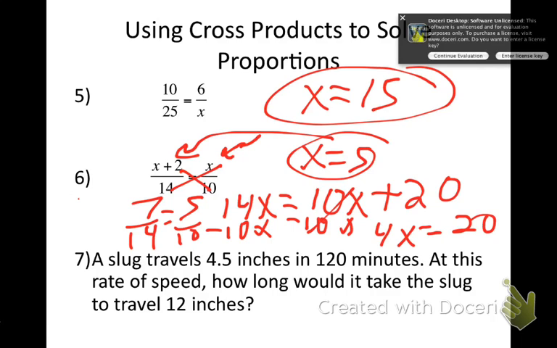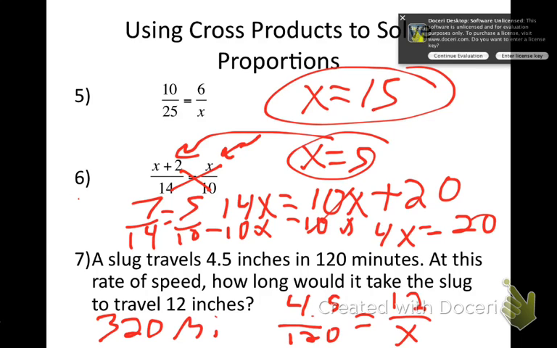Then the last one, number 7. A slug travels 4.5 inches in 120 minutes. I have my first ratio, 4.5 over 120, equals, at this rate of speed, how long would it take the slug to travel 12 inches? So 12 inches over x. When I work that out, I get an answer of what, Andy? It's not 80. Garrett? 320. It is 320. Nice job. You get 320 minutes.